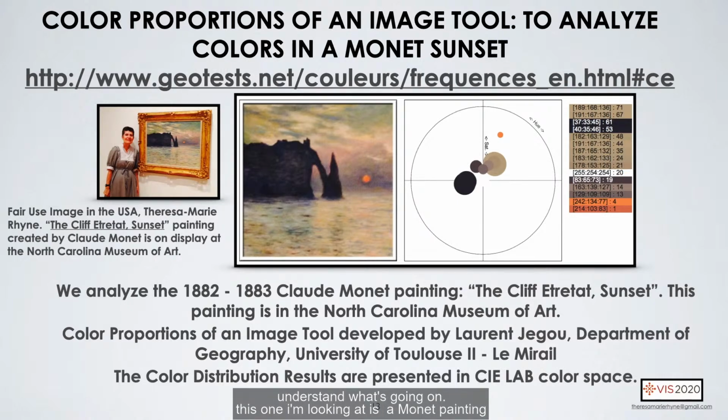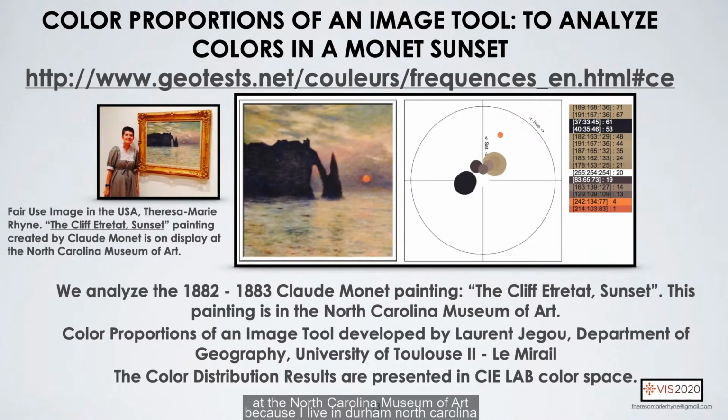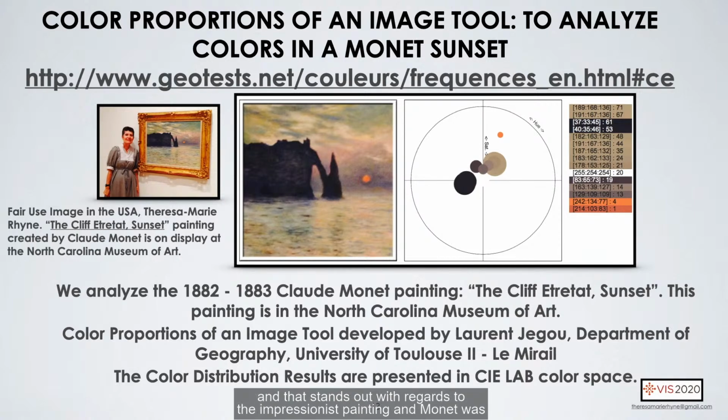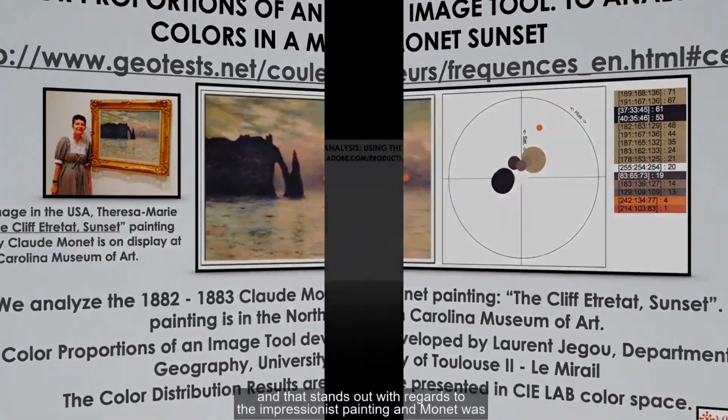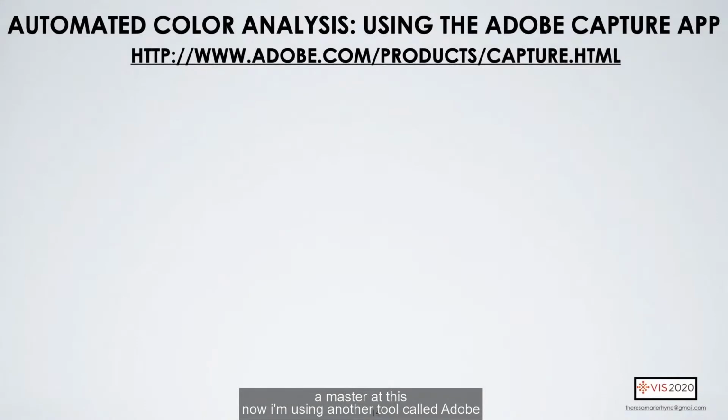This one, I'm looking at a Monet painting at the North Carolina Museum of Art because I live in Durham, North Carolina. It's not too far from me. And basically, I've run this through a color proportions tool to see what we pretty much obviously can tell, and that is that there's an orange dot which represents the sunset, and that stands out with regards to the Impressionist painting. And Monet was a master at this.